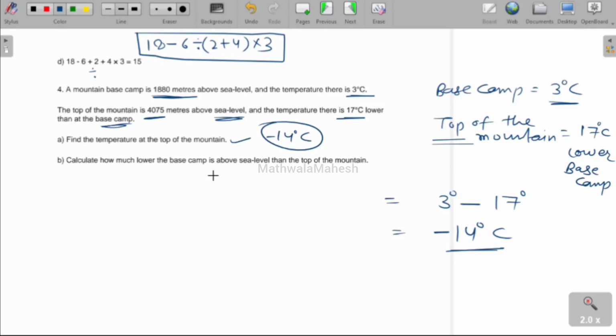For the second one, calculate how much lower the base camp is above sea level than the top of the mountain. So the base camp is at 1880 meters and the top of the mountain is 4075 meters.